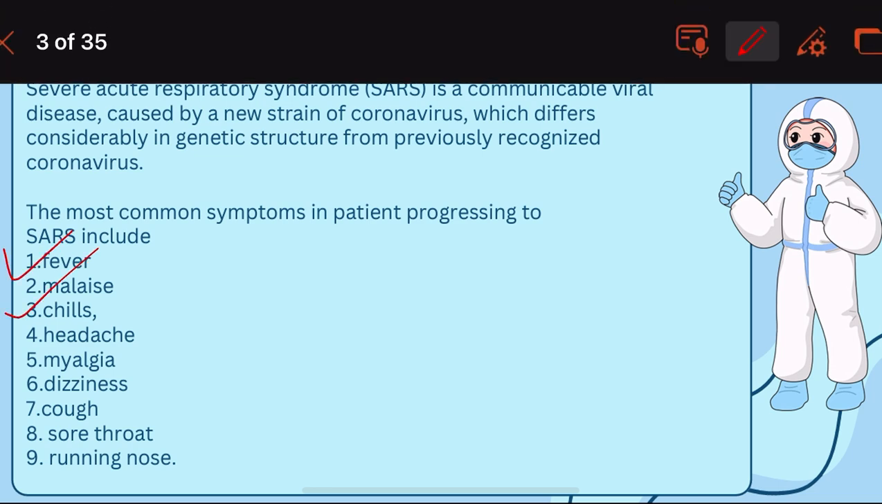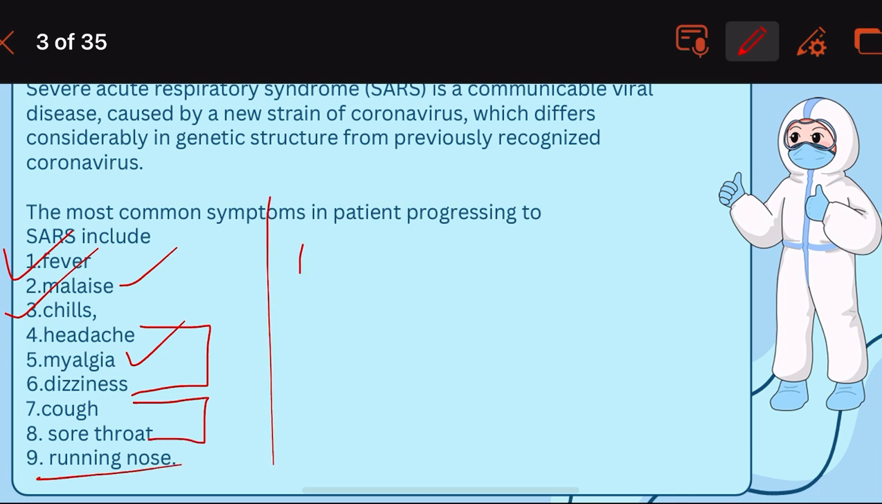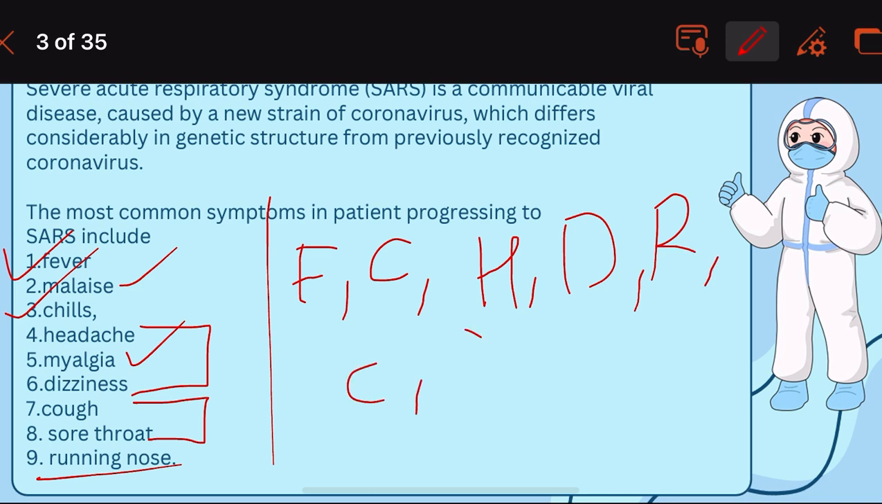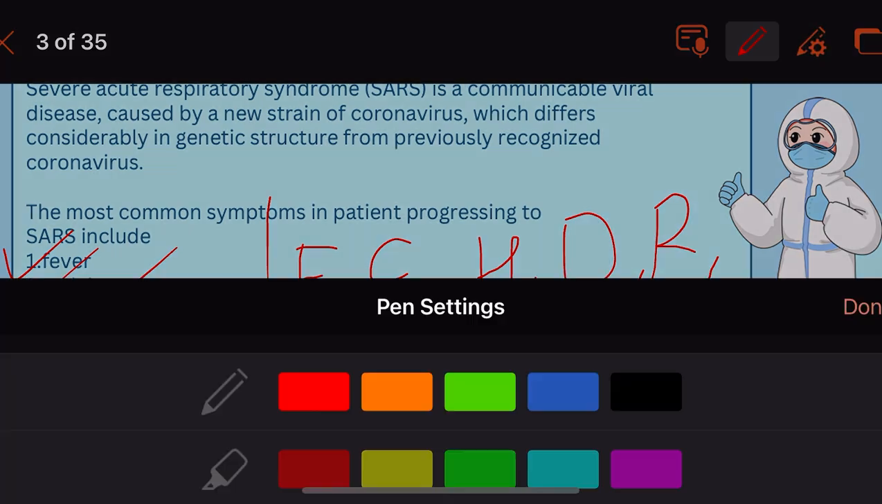fever, chills, malaise, myalgia, headache, dizziness, cough, sore throat, running nose. Is it clear? What are those? Fever, chills, headache, dizziness, running nose, cough, sore throat, myalgia, malaise. Clear? Fine.